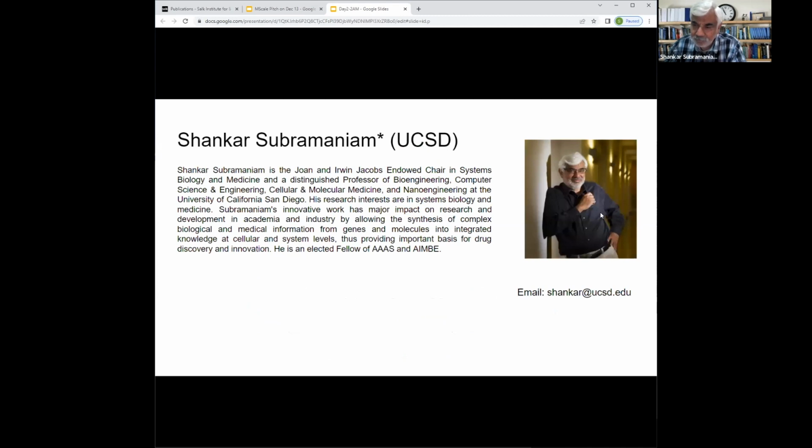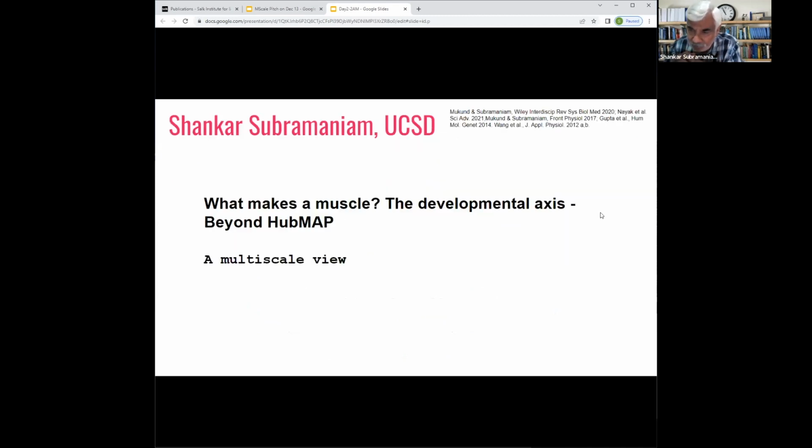And the question I want to pose is what makes a muscle? I want to go through the developmental axis. I want to go beyond a HuBMAP perspective, which is a kind of a steady state perspective of a canonical organ that is in a few human beings that are averaged over from imaging modalities and other modalities. So I'll try to give you a multi-scale view of this.